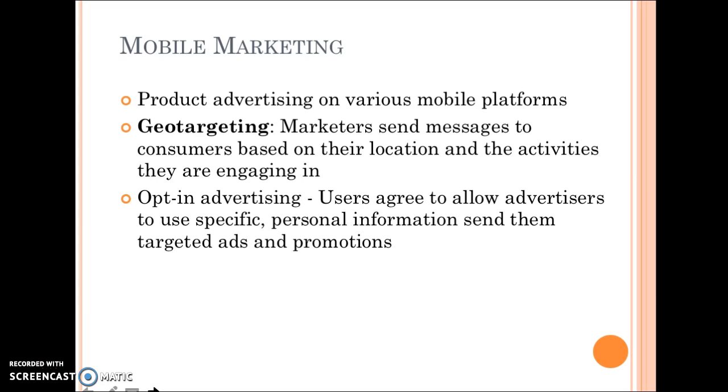Mobile marketing is a very important field that's going on now. Again, it's product advertising using the various mobile platforms that consumers are on. So think of your phones and your tablets. What's going on now with mobile marketing is that companies can perform what's called geo-targeting, where marketers send messages to consumers based on their location and the activities that you're engaged in. Again, with this advertising, there is an opt-in sort of permission that normally happens where consumers have to give you permission to send them information based on products or services that are offered in their area.